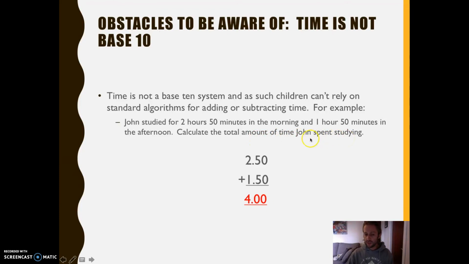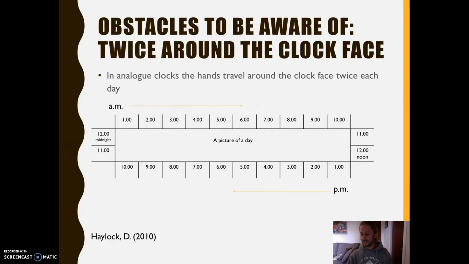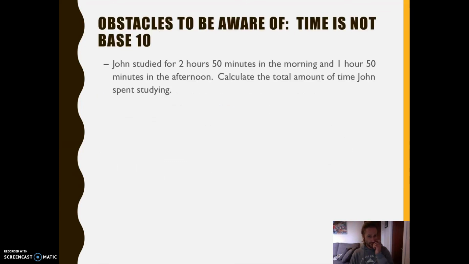Now if a child isn't being careful, they might just put those two values, 2 hours 50 and 1 hour 50, into a standard algorithm, complete the calculation as if it was a base 10 number system, and come up with 4 hours. But we know that's incorrect. A far easier way to perform this calculation is to teach the children how to use an empty number line. So let's have a look at that question again, but using an empty number line.